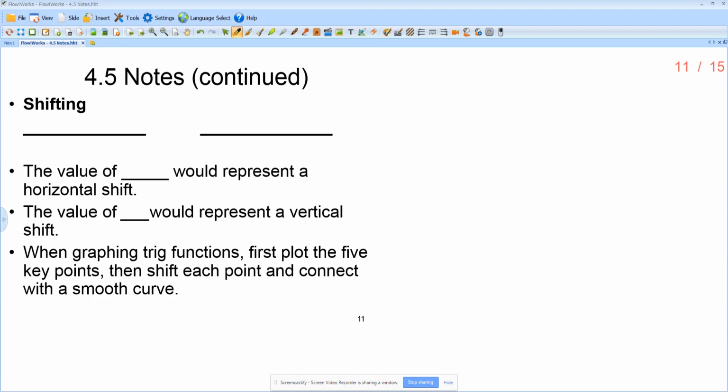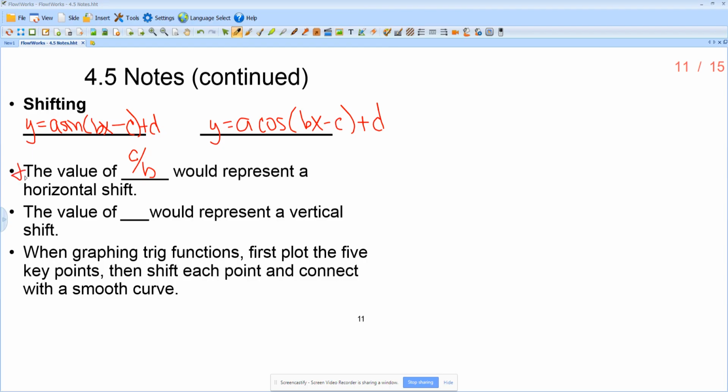Slide 11, shifting. If I have y equals a sine bx minus c plus d, or y equals a cosine bx minus c plus d, so for sine and cosine functions, the value of c over b would represent a horizontal shift.